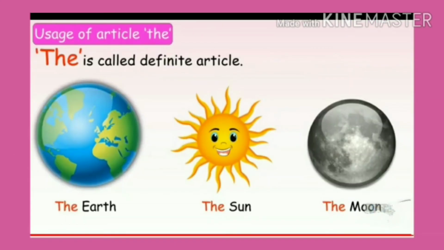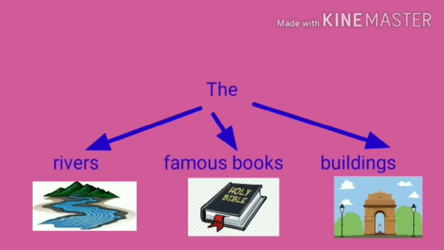Next, we use the when there is only one thing of its kind. For example, the sun, the moon, the earth, the sky. We also use the before the names of rivers such as the Ganga, the Yamuna. Before the names of famous books like the Bible, the Ramayana, and so on.